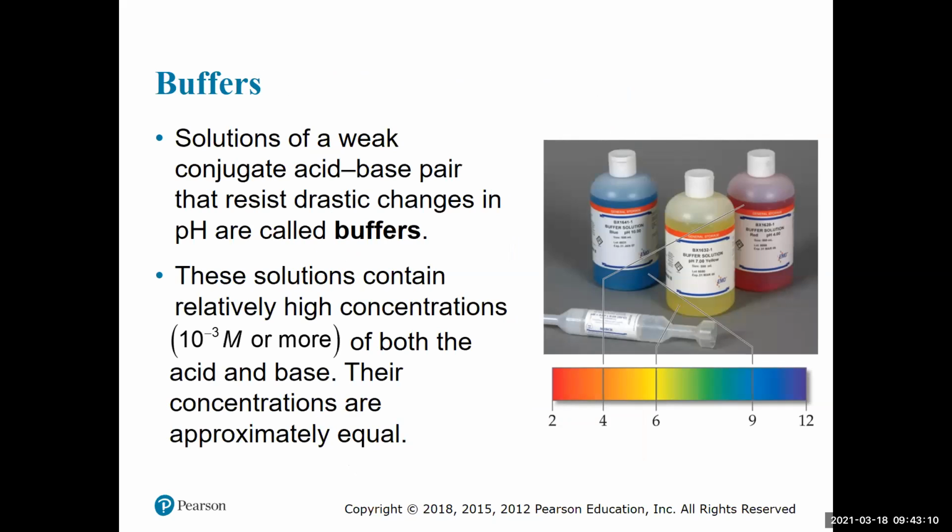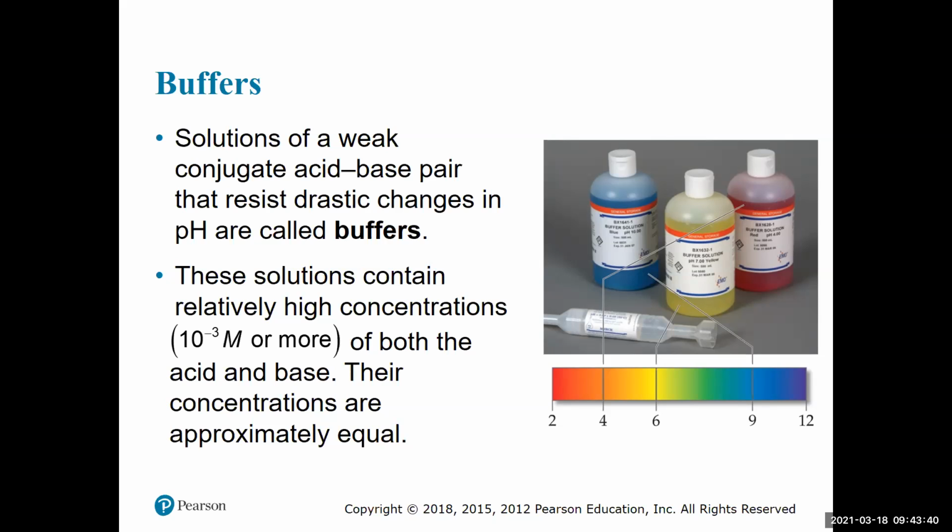Okay, so that leads us to buffers. So what is a buffer? A buffer is a weak conjugate acid-base pair. And what's unique about the buffers is that you can add a little bit of acid or base to them, and the pH really doesn't change. Technically, it changes a little bit, but it's not a noticeable change.